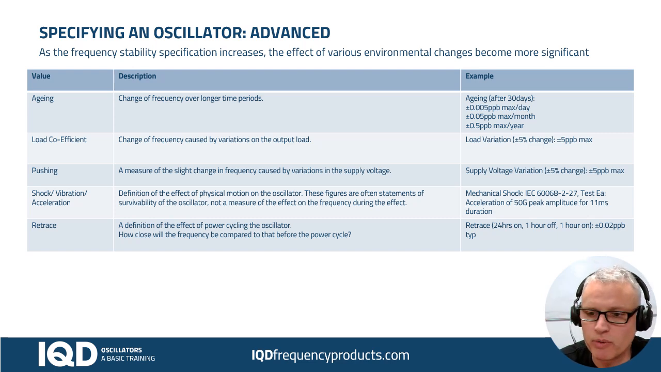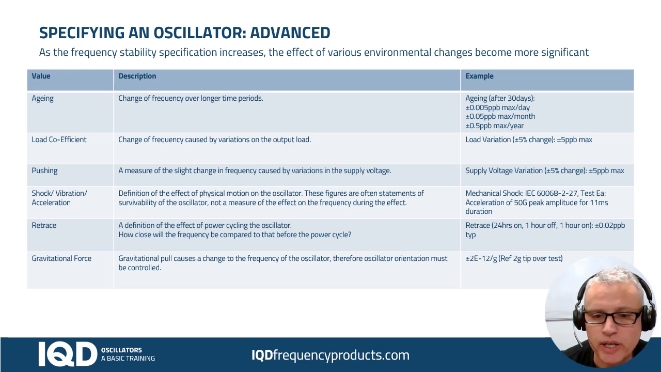And so we would have a definition of retrace that might say something like, I'm going to run the oscillator 24 hours on, switch it off for 1 hour, switch it back on for 1 hour, and then tell you how much the frequency is close to what it was in the beginning. And it might be something like 0.2 part per billion or something. So we're talking very small amounts. On a standard SPXO, these things are not worth worrying about, but on something like an OCXO, it becomes significant.